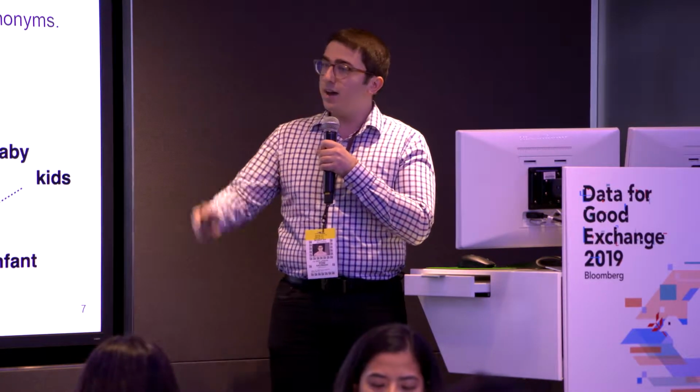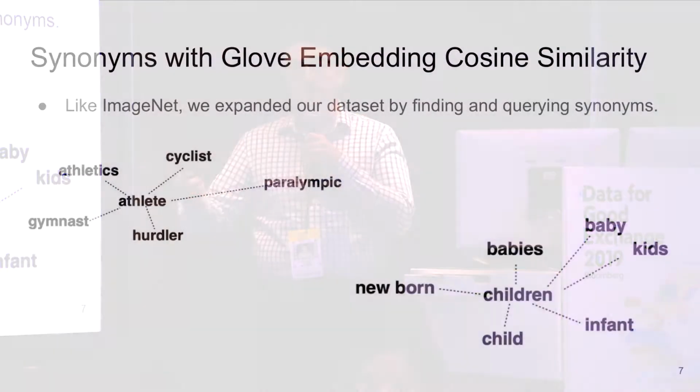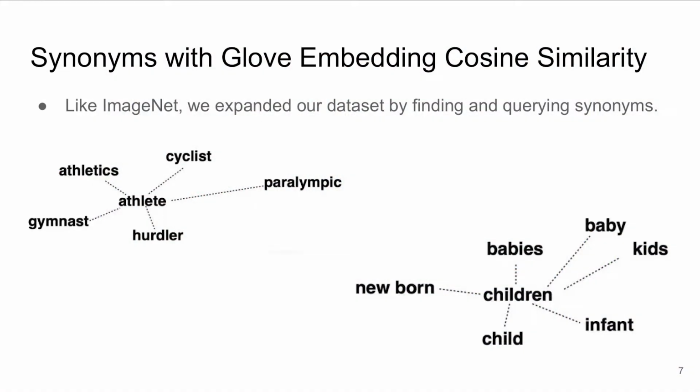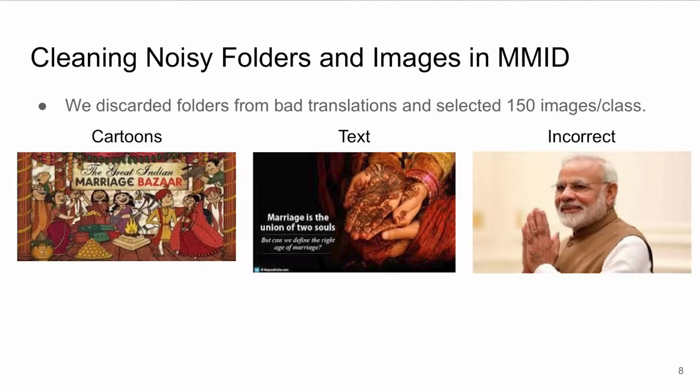Like with ImageNet, we had our 6 classes, but we wanted to expand how many images we could work with by finding synonyms and similar semantic words using GloVe embeddings. It's a tool from NLP. And we also had to deal with a lot of noise or photos that we didn't want to work with.